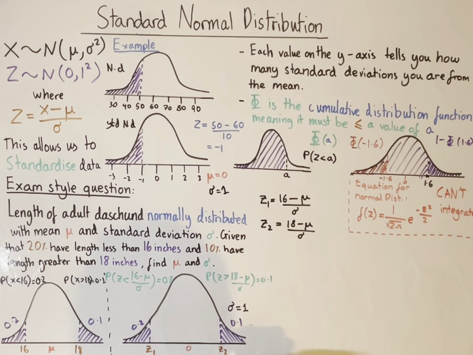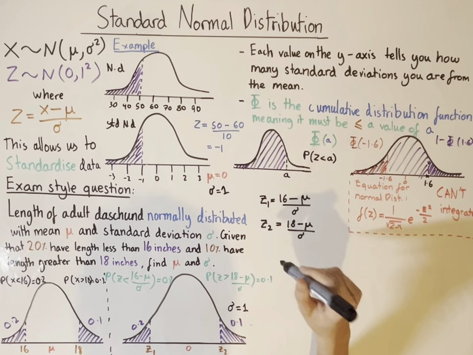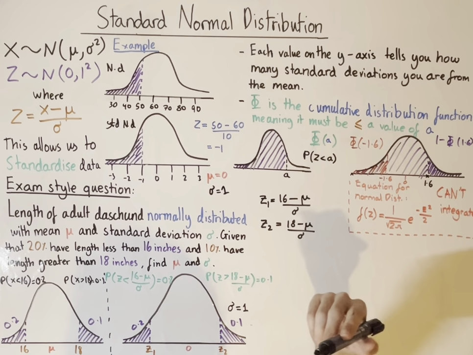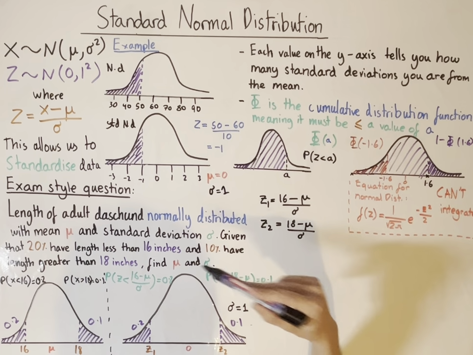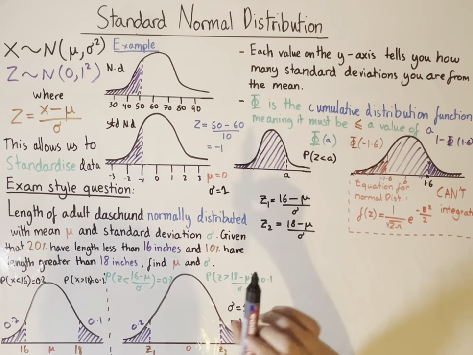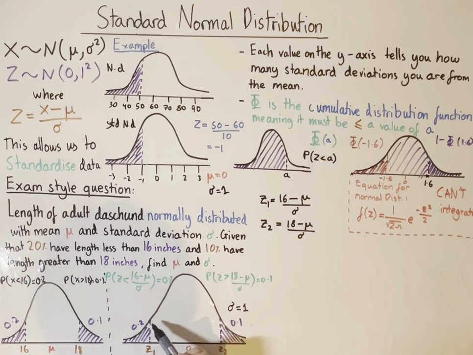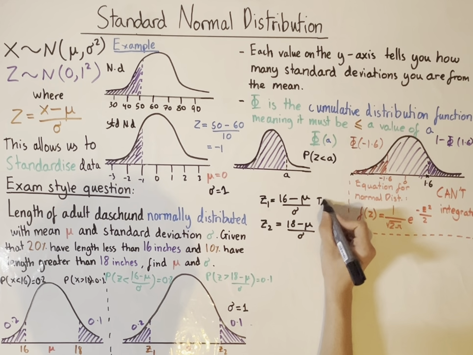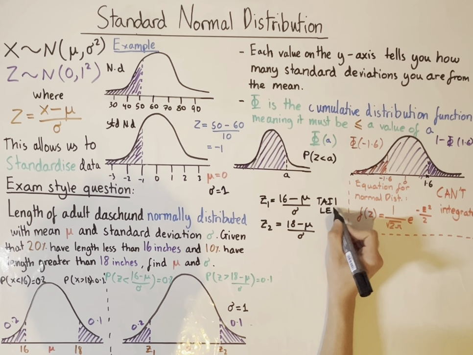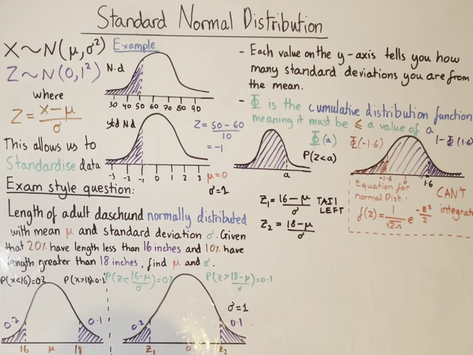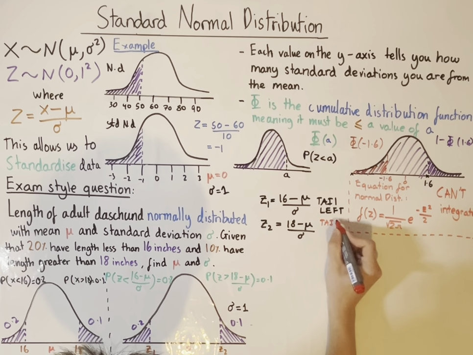Now, what we can do on our calculators is use the inverse function. So if we go onto the CG50, we go on to normal distribution, then we go to inverse normal distribution. We can enter in the area of 0.2, and because all the data is on the left, our tail is going to be left. And then for this one, because all the data is on the right, our tail is going to be right.